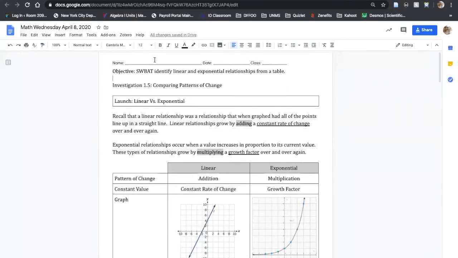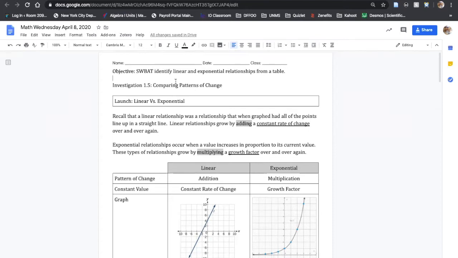So I'm doing our lesson for today on the computer because there's some functionality that I want to show you guys to do during the assessment for today. Our objective for today is that students will be able to identify linear and exponential relationships on the table. We're going to do a bit of review today along with learning some new concepts. So just a really quick review, right?